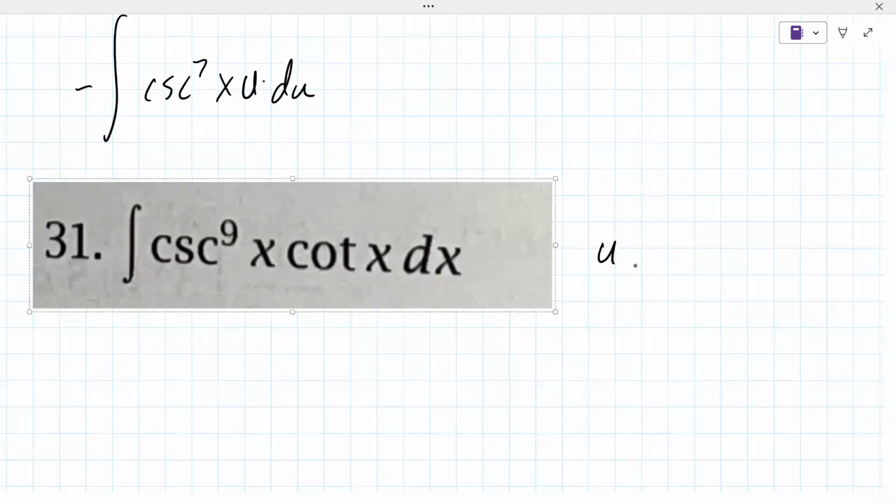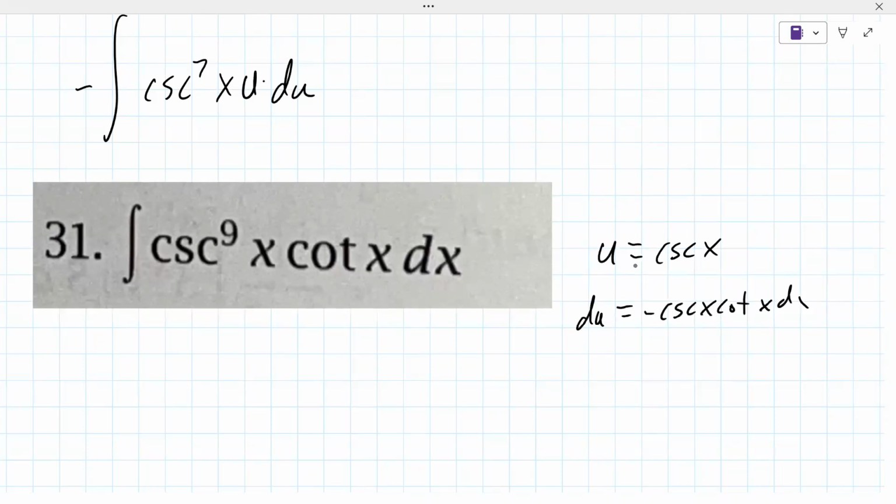All right. So let's do it the other way. Let's make u cosecant x. du is minus cosecant x cotangent x dx. You will find that this works out much, much better. All right. And then the integral of u to the 9th power.